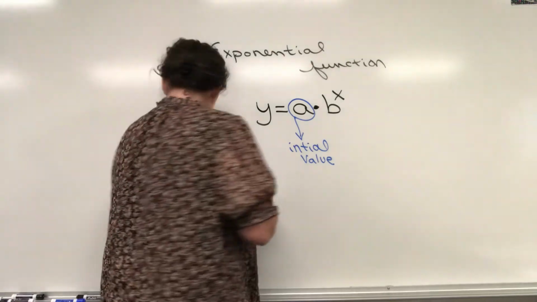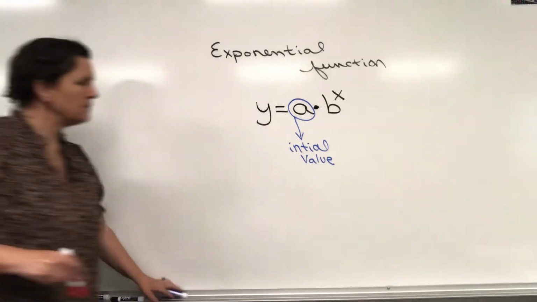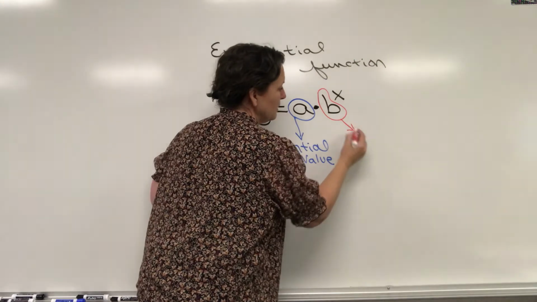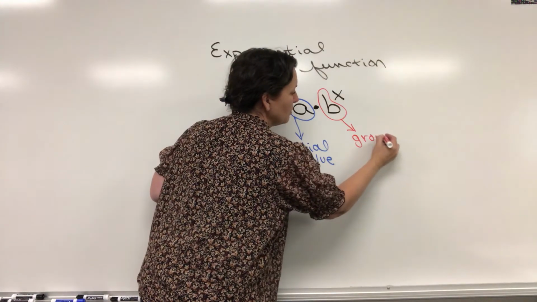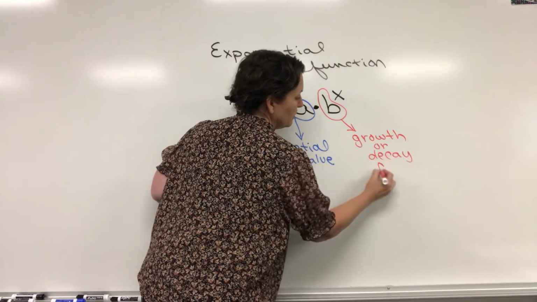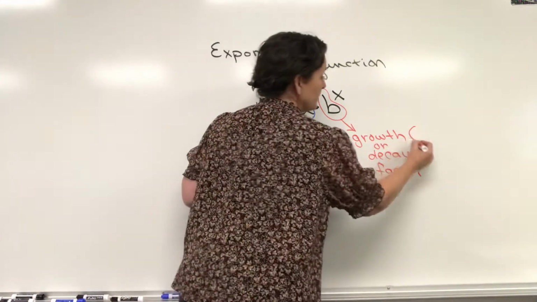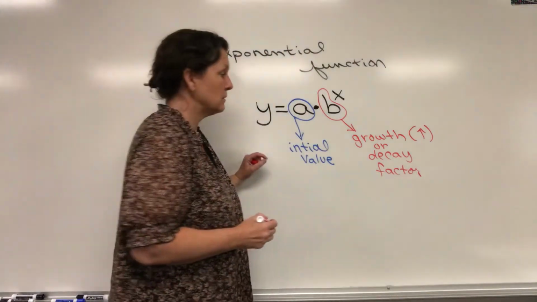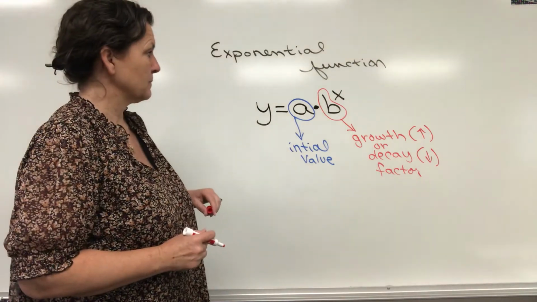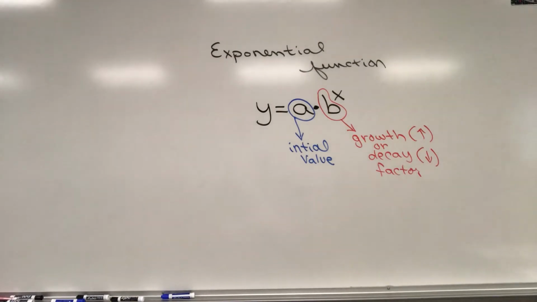Cool. Let me grab a different color. The b is my growth or decay factor. Growth means how much it's increasing above 100%, or decay, how much it's decreasing below 100%. And then we have this last piece right here.